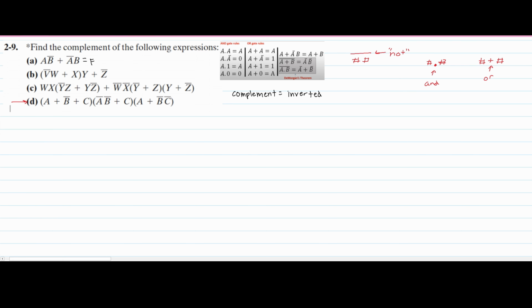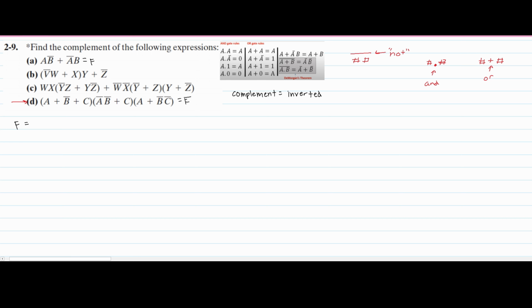We need to find the complement of the following expression. The one that we're going to be looking at in this video is part D. In the previous videos, linked below the like button in the playlist right before this one, we did A and B together in a video, and then we also did C in its separate video.